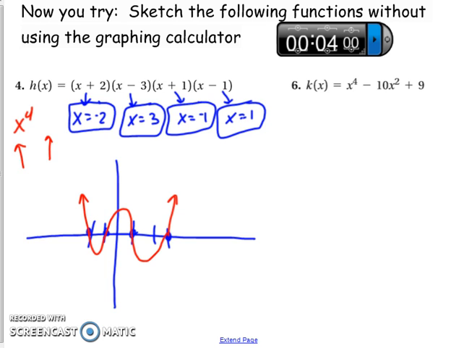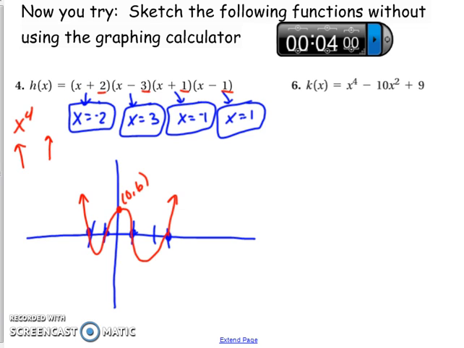If you want to be very specific, we can find the y-intercept by multiplying our numbers together that are the constants. So 2 times -3 would be -6, times 1 is -6, times -1 is 6. So if we want to be very specific, we can make this y-intercept at 0, 6. But you don't need to.